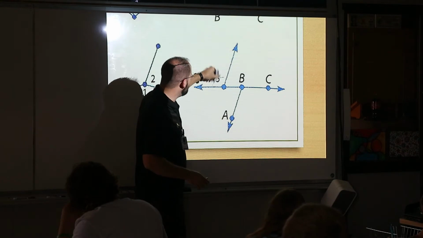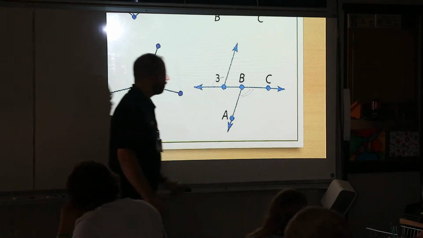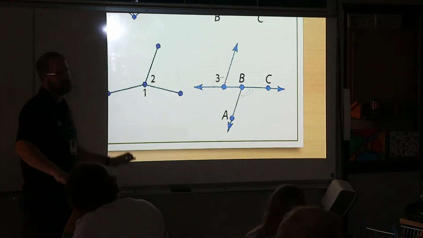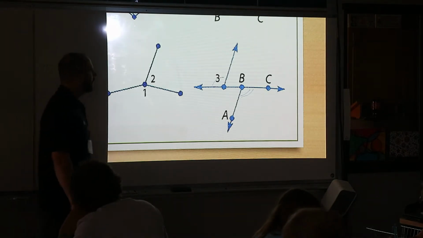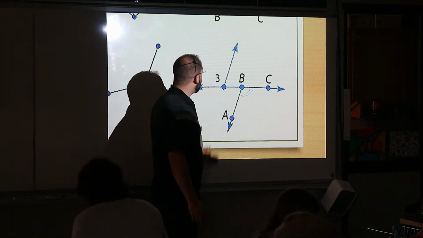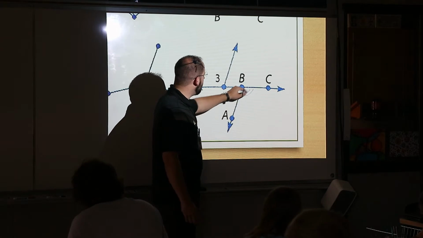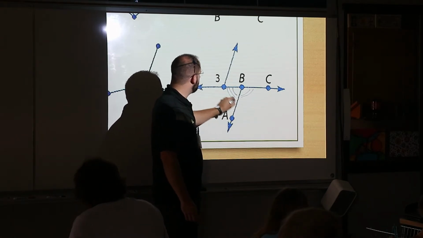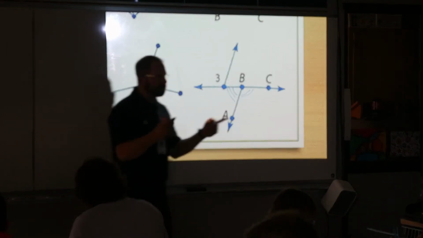What about angle 3 and this angle? No, definitely not. They're apart. They're not even sharing the same vertex. They are sharing kind of a wall, but it's not the common wall between them. What about this angle right here, and this one? Yes, those two are adjacent. You guys get the idea.